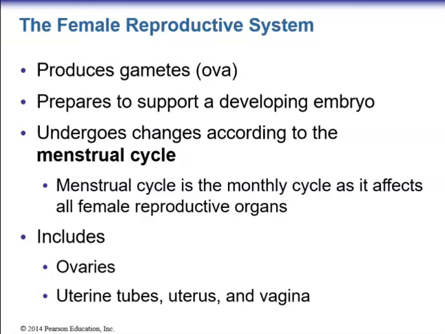It prepares to support a developing embryo and undergoes changes according to the menstrual cycle. The menstrual cycle is the monthly cycle as it affects all female reproductive organs. And the female reproductive system includes ovaries, as well as uterine tubes or fallopian tubes, the uterus, and vagina.